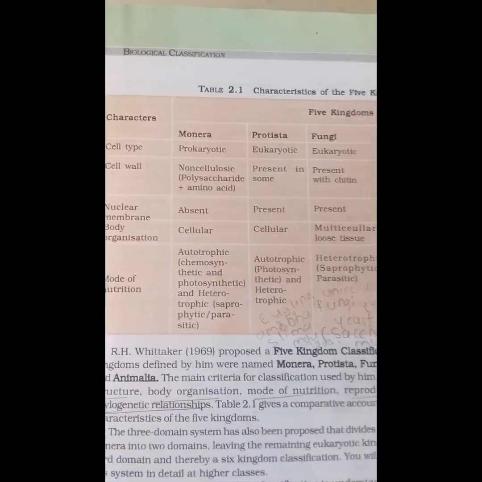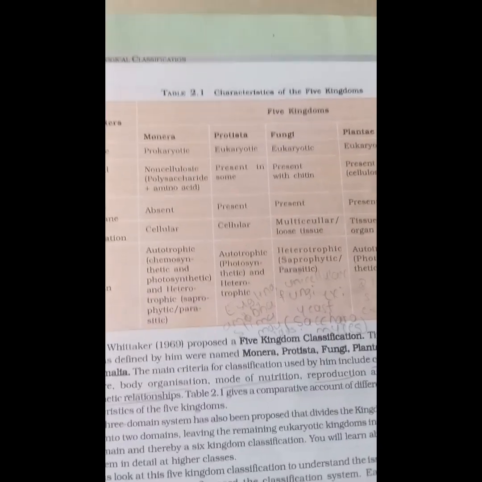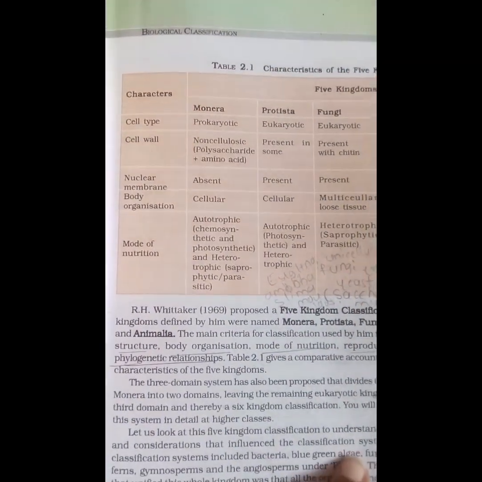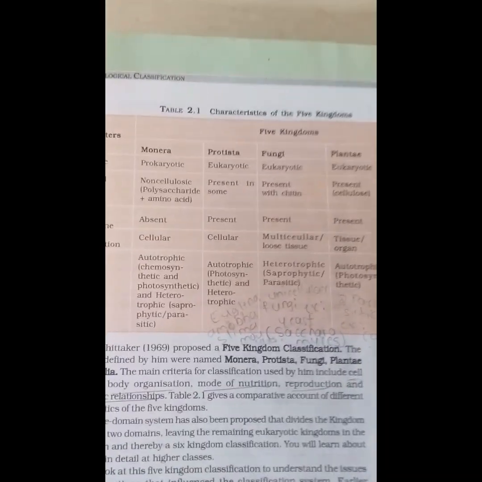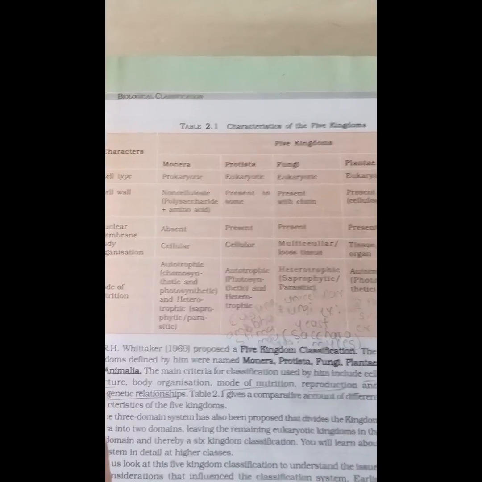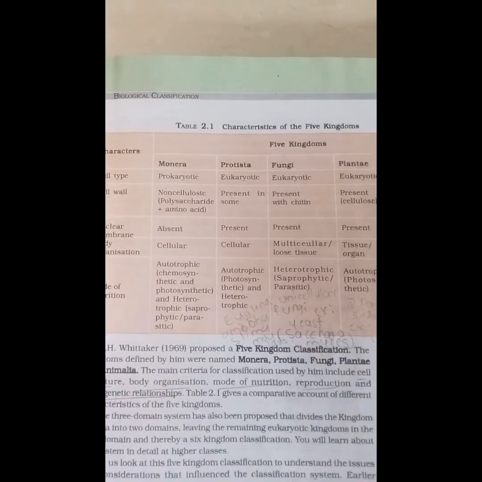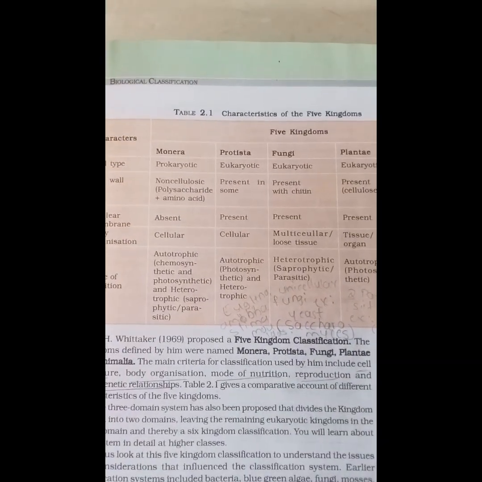In Protista, the cell type is eukaryotic and the cell wall is present in some, not in all Protista. The nuclear membrane is present, the body organization is cellular, and the mode of nutrition is autotrophic, that is photosynthetic, and heterotrophic. Next, in fungi, the cell type is eukaryotic and the cell wall is present with chitin. The nuclear membrane is present, the body organization is multicellular or loose tissue, and the mode of nutrition is heterotrophic, which is saprophytic or parasitic.